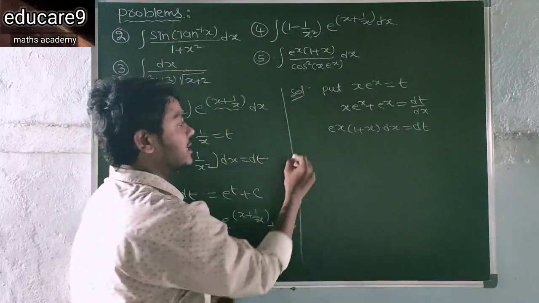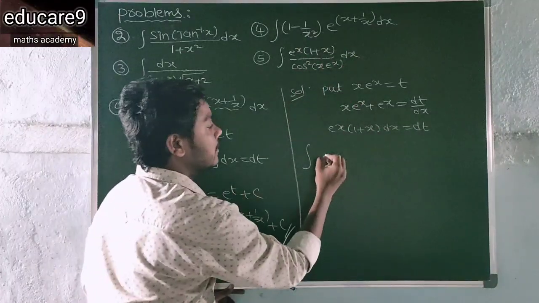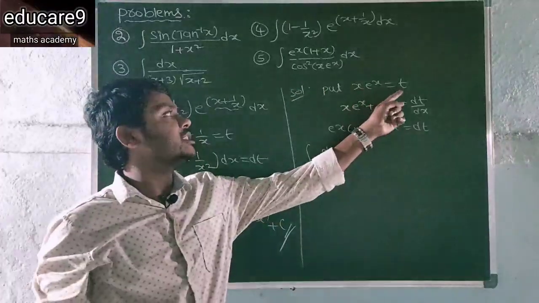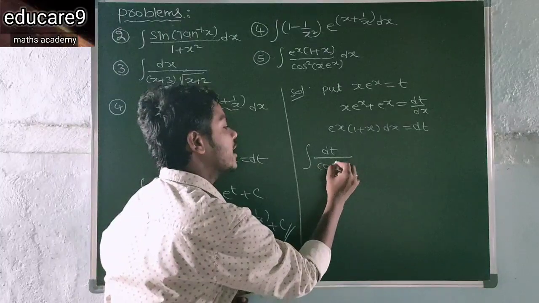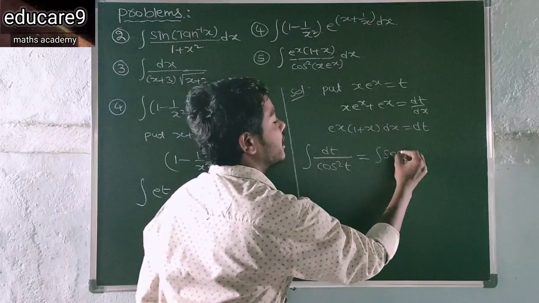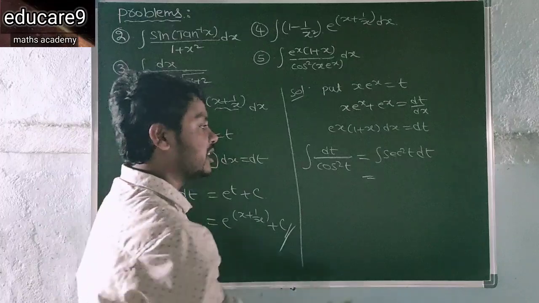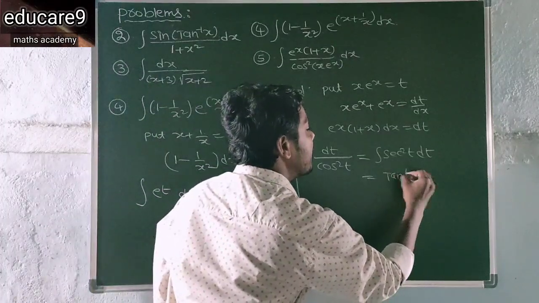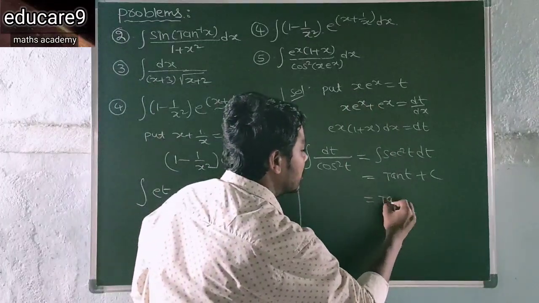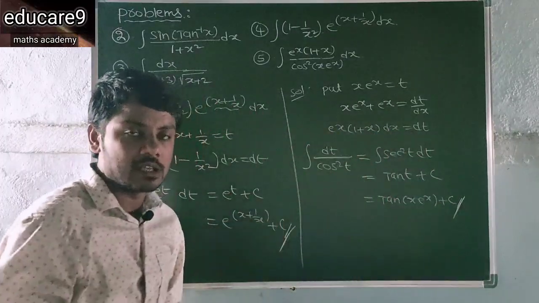Now the given integration, e power x (1 plus x) dx, is what? dt by cos square of x e power x. x e power x is t. So this is cos square t. Now 1 by cos square t we write as sec square t dt. So what is integration of sec square t? That is tan t plus c. But what is t? x e power x. So this is tan (x e power x) plus c. So this is the required answer.